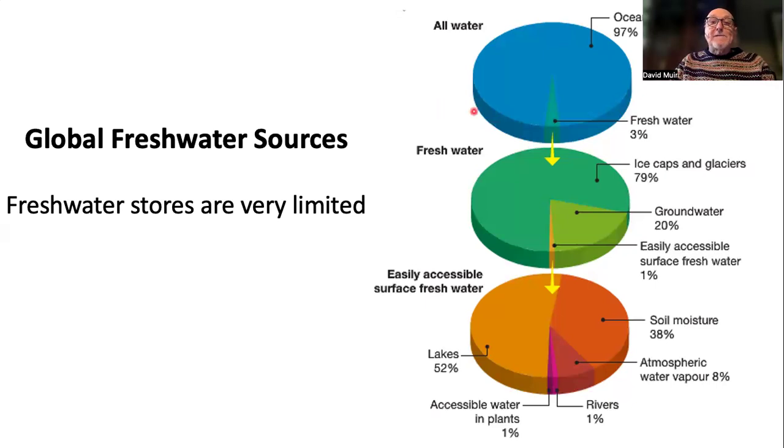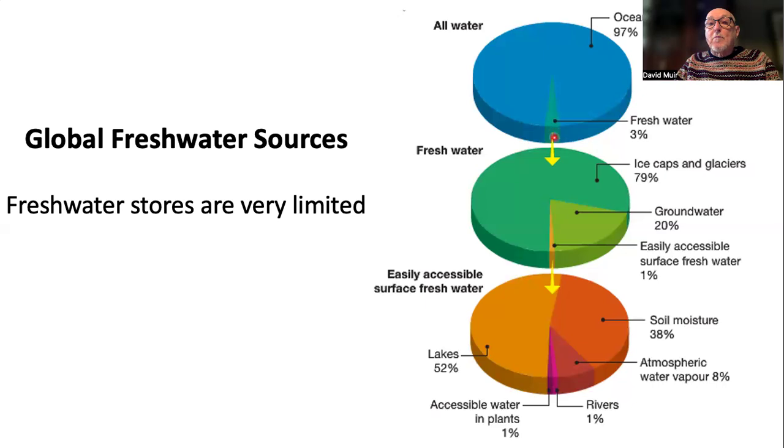Of all water on the planet, 97% is in the oceans, and it is salt water. That's fine if you're a marine organism, but it's not so good for us. We can't drink salt water, and it's very difficult for us to use industrially or any other way. Instead, there is a very small proportion of water on the planet, only 3%, which is fresh. That is, it does not contain sufficient salts to make it unusable.